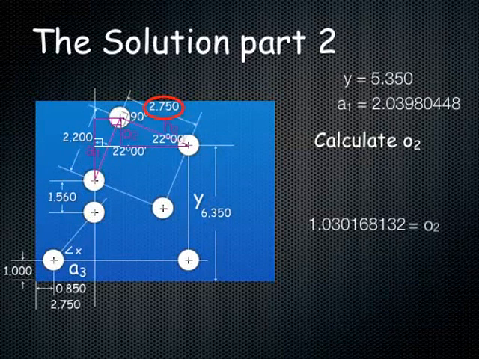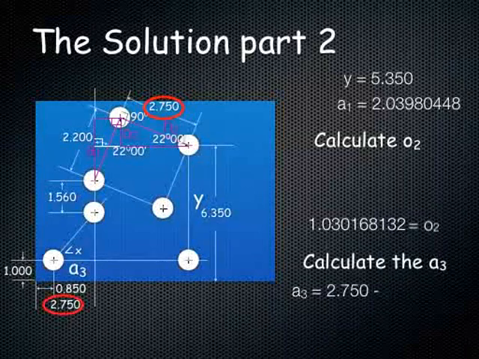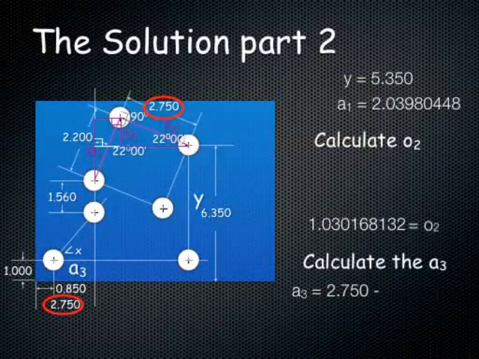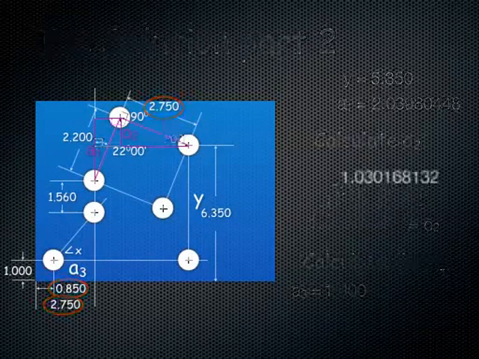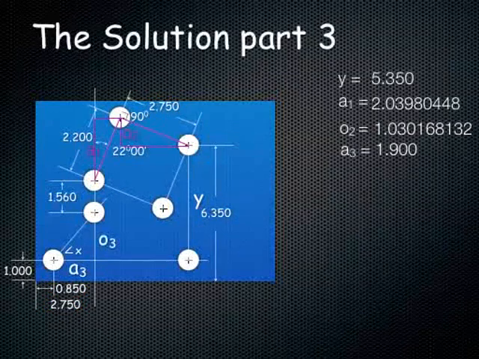Now to calculate A3, we'll need the difference between our two values, 2.750 and 0.850, which gives us 1.900. Now I think we've got all the information we need to solve our problem.